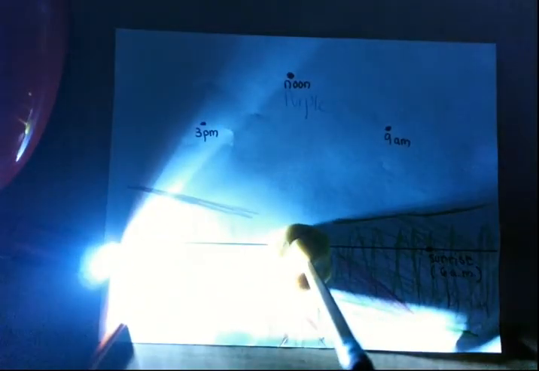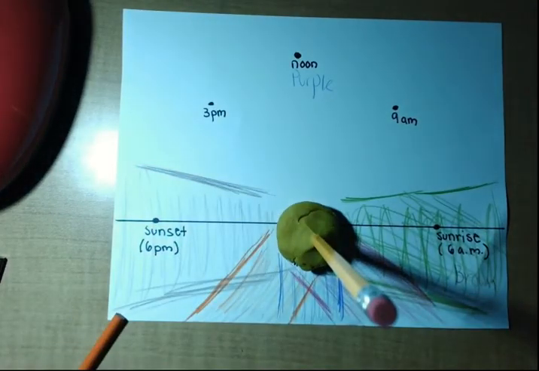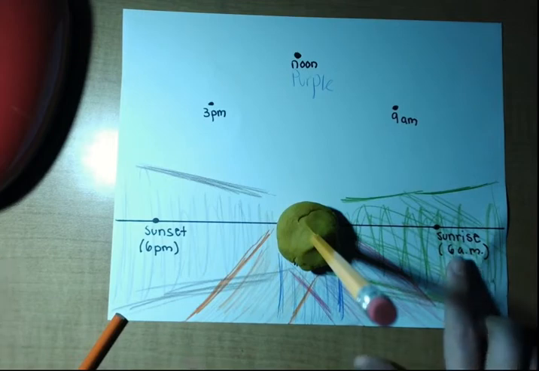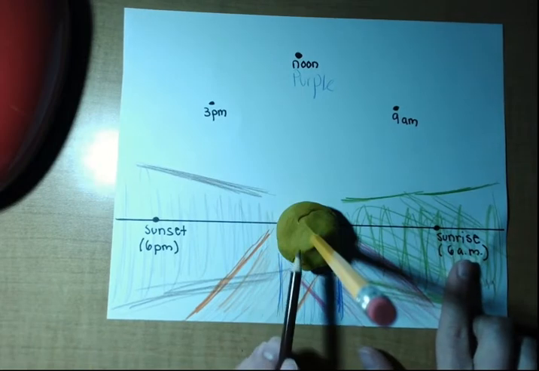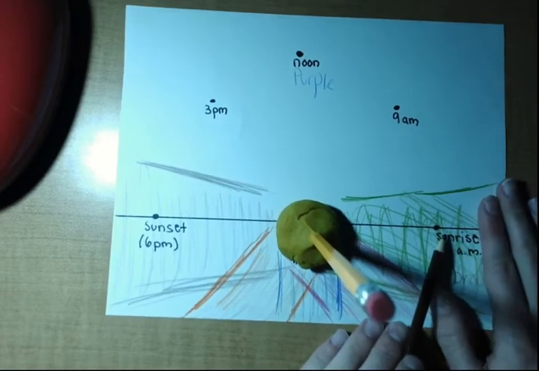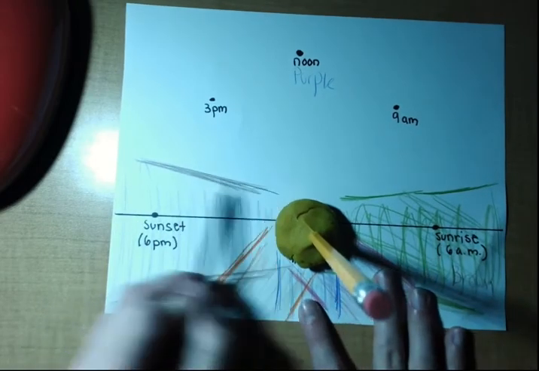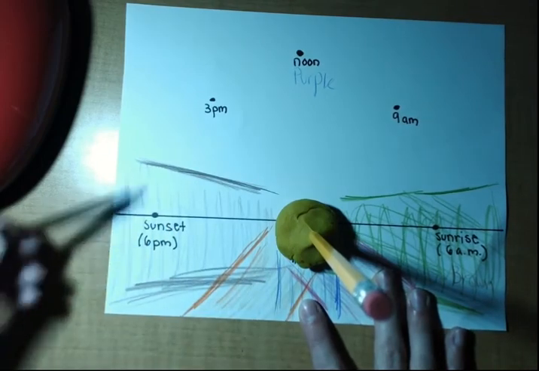Okay, so I'm going to turn off my light. I'm going to turn back on my lamp, and let's see what happened once the light adjusts. So I'm going to go back through and kind of darken some of this. So sunrise was right here. When we create a shadow, the shadow is always cast on the opposite side of our object. So the light was over here at sunrise. The shadow is going to be cast at the opposite side over here in brown.